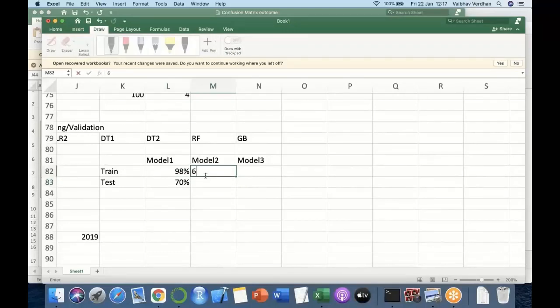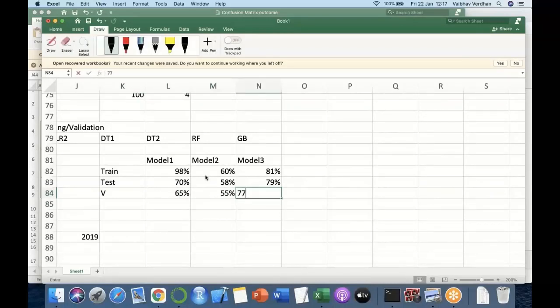Okay, 60%, 58%. Not a very fantastic model. But let's say if it's giving you 81% over here and 79% over here, it's a good model. Right? Though the training accuracy is lower, it is a very good model as compared to this one. And let's say in validation 2, if it is giving me 65%, 55%, 77%. A good model. No? Because if you see model 3, it's consistent. It is giving me easily 75% accuracy always. Right?